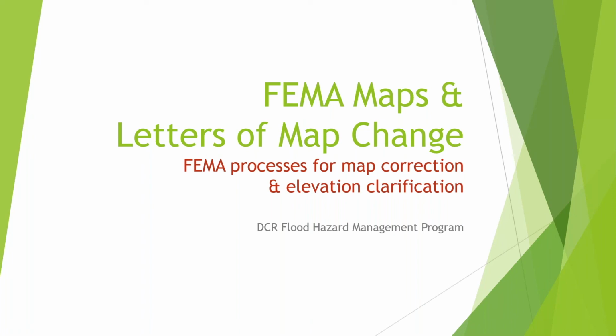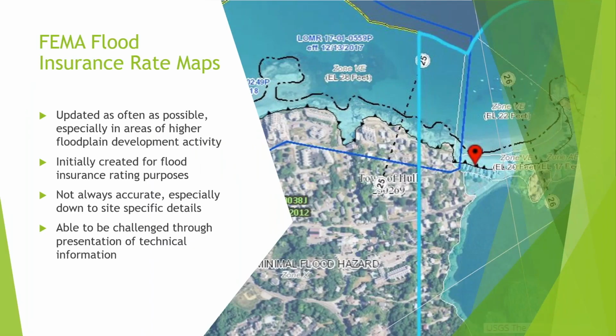When I use the word floodplain today, I'm going to be speaking specifically about the FEMA floodplain that has a 1% chance of flooding in any given year. We'll look at the maps and I'll explain that, and most of you probably know what that is anyway. So we'll start off with the flood insurance rate maps.